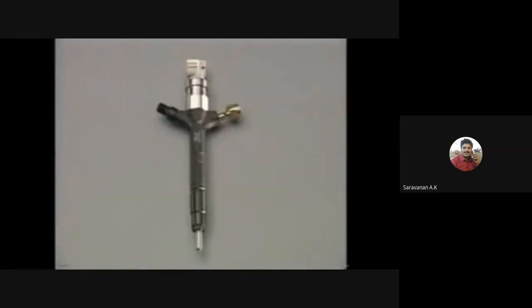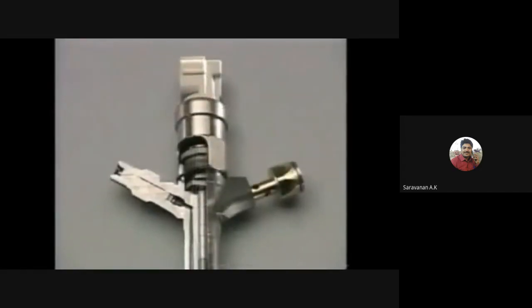On receiving the signal from the EDU, the injector opens its nozzle to inject the fuel that has been accumulated in the common rail. Let's look at its internal construction.